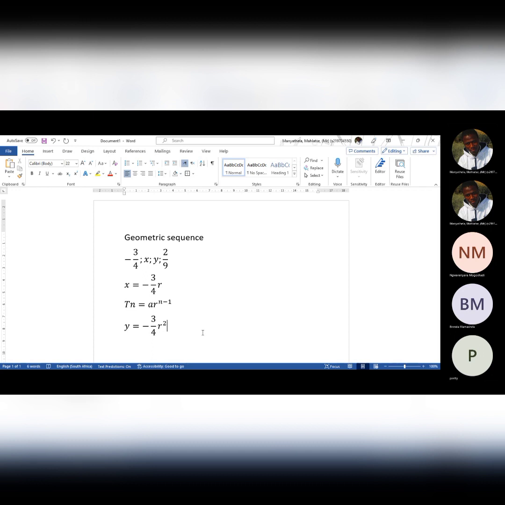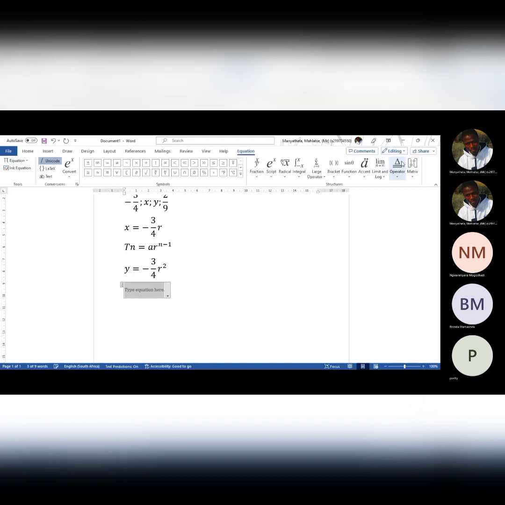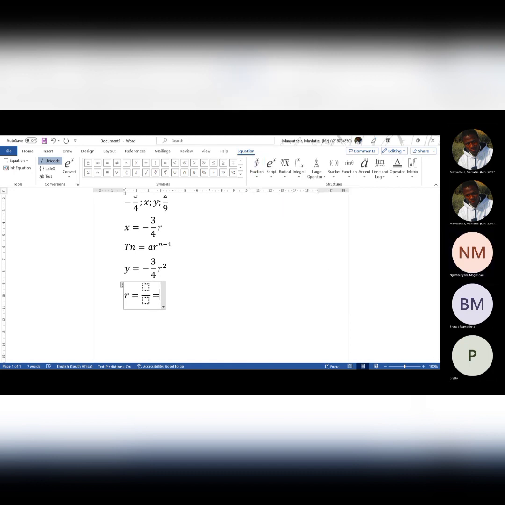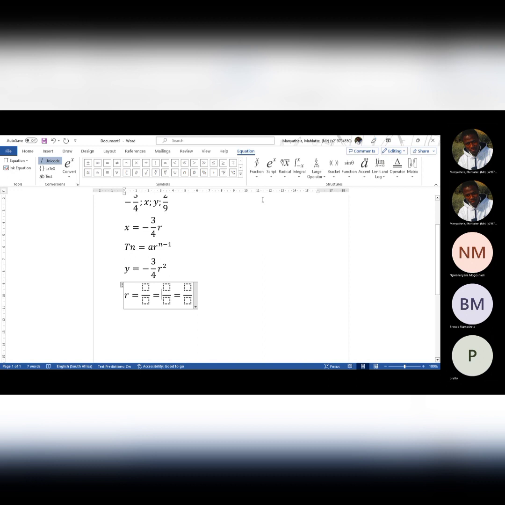So let's go to the next question. The next question: calculate the common ratio. That is the next equation. We know that ratio is found when you divide consecutive terms.